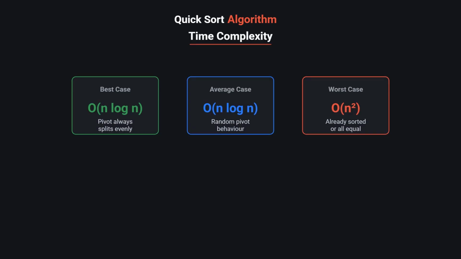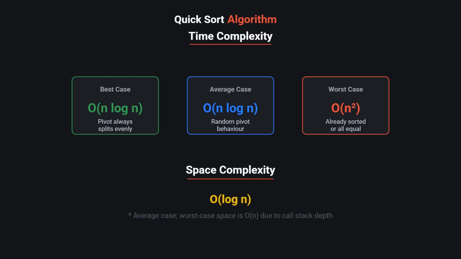Worst case, O of n squared, happens when the pivot is always the smallest or largest element. Sorted input with a last element pivot is the classic trap. Space-wise, quicksort is in place. It sorts inside the original array. But the recursion stack costs O of log n on average and O of n in the worst case.